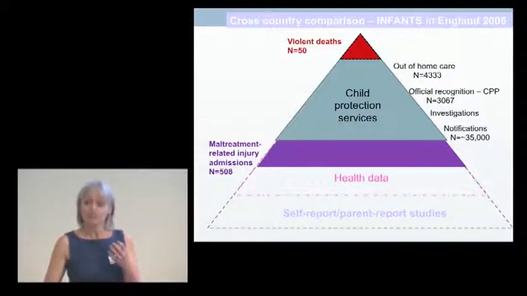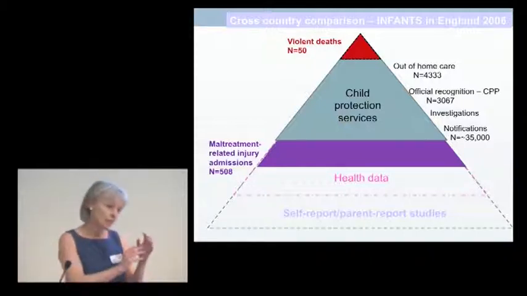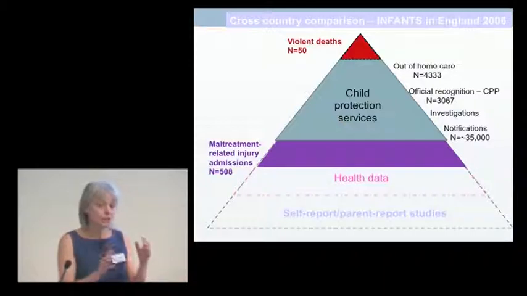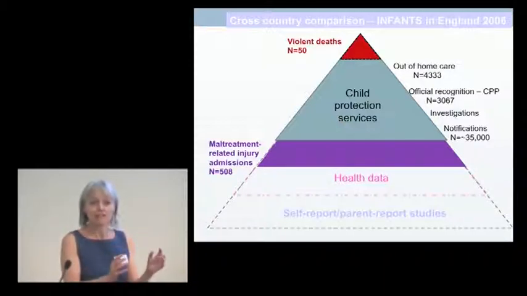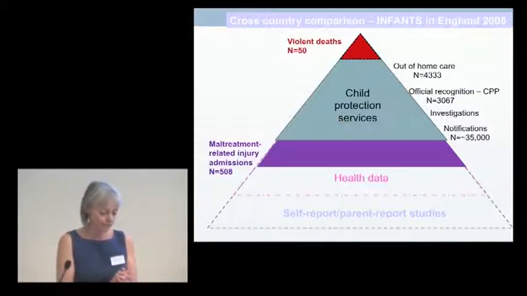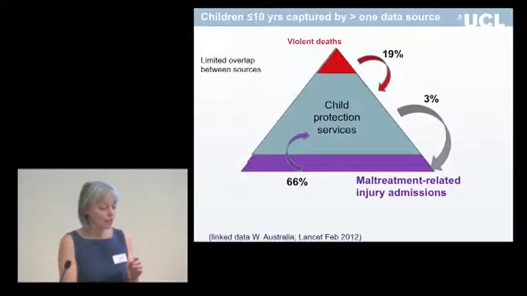Violent deaths are a tiny proportion of this problem. Maltreatment-related injuries are a relatively small proportion, only 500. That doesn't surprise me. When you go to multidisciplinary team meetings in hospital teams and so on, you will know that injuries are a very small proportion of concerns about child maltreatment. More on that later. So in terms of putting this in perspective, here we're dealing with the tip of the iceberg.